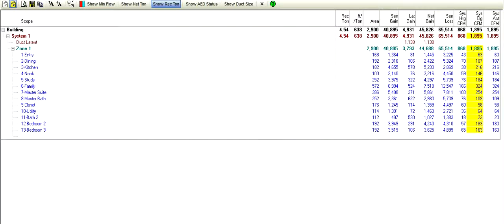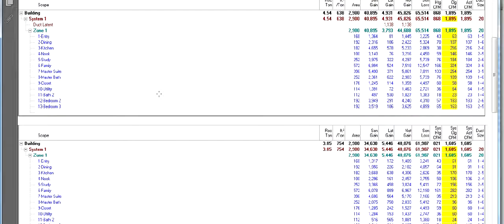Now when you look at the load on the 2009 specs, in the summer 45,826 BTU of heat is entering the house, and 65,514 BTU of heat is leaving the house in the winter. So how does it compare to our retrofit? Well, there we go, side by side.